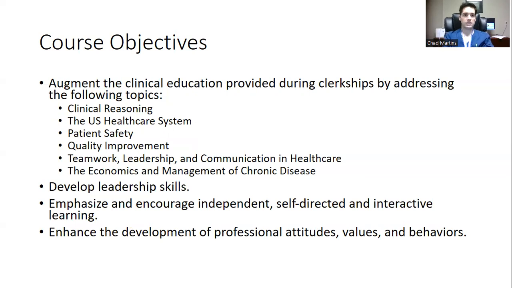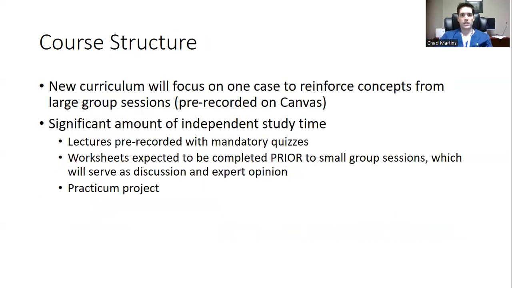The six tenets of the healthcare systems course are clinical reasoning, the U.S. healthcare system, patient safety, quality improvement, teamwork, leadership, and communication in healthcare, and the economics and management of chronic disease. There are some other ones like leadership skills, self-directed learning, and professionalism. So this curriculum focuses on one particular case to really reinforce the concepts of the large group sessions that are pre-recorded and available for the students to review on Canvas.